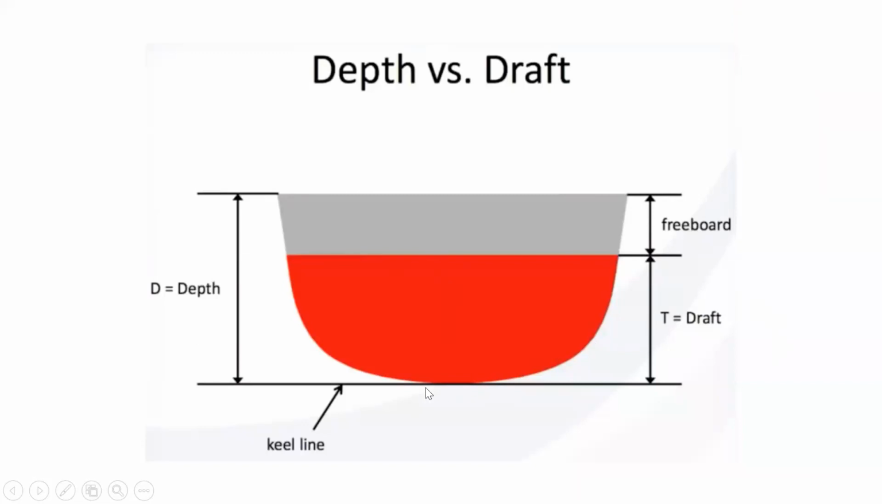Wait, so in other words, the keel line is the total height of the top of the boat to the bottom of its. Not the keel line. The depth is the total height. Well, it's the total depth. The keel line is just the imaginary line that touches the bottom. Oh, okay, okay, okay. Yeah. Okay.